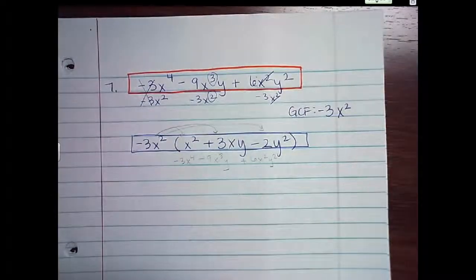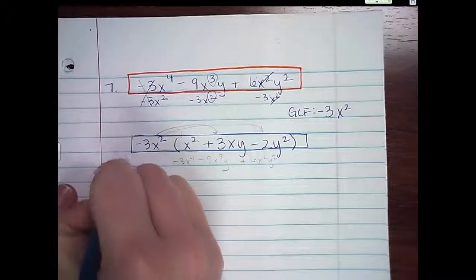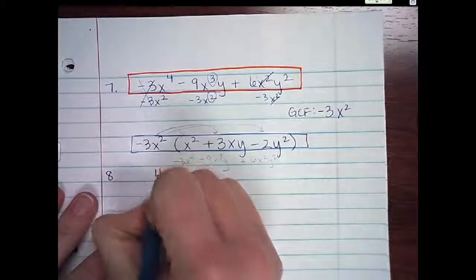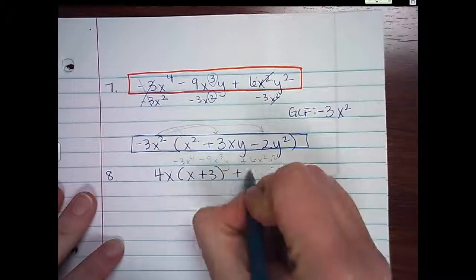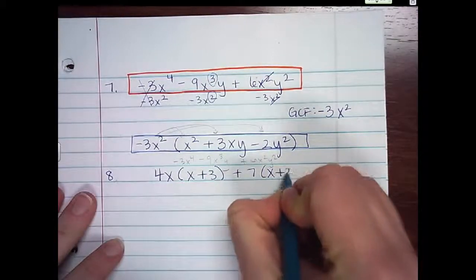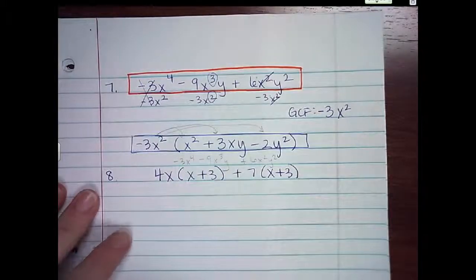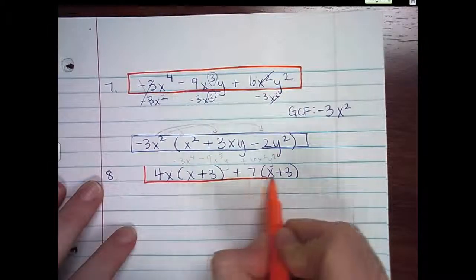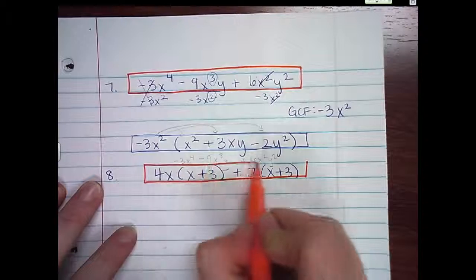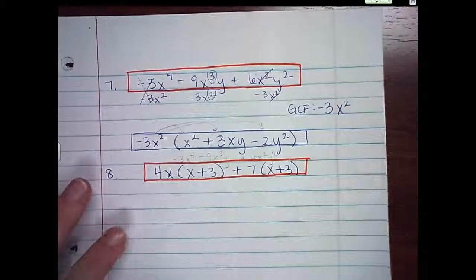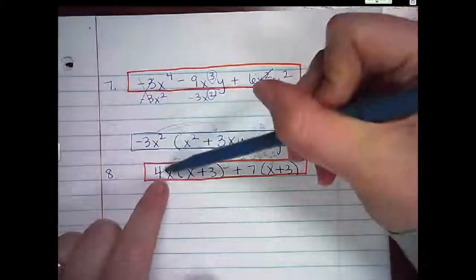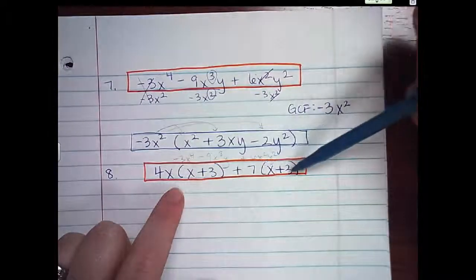Okay, the only other one I want to do with you, let's do this one. Let's do one more together. 4x times x plus 3 plus 7 times x plus 3. Okay, when you look at this one, I think your first instinct is going to be to distribute, but we don't want to distribute here, okay?